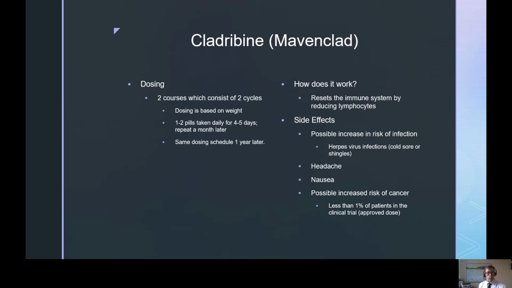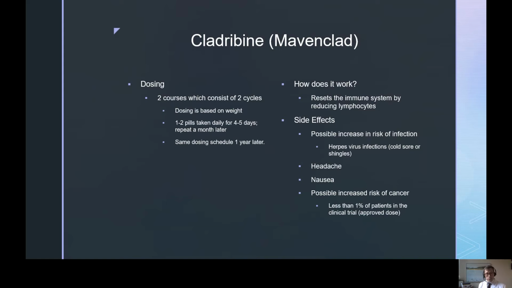And it's very well possible that the vast majority of patients would not need to be on any further treatment after those 2 courses. Like all the medicines that we've discussed, there's potentially a higher risk of infection. One infection to point out are herpes virus type infections, which can include cold sores, genital herpes, and shingles.